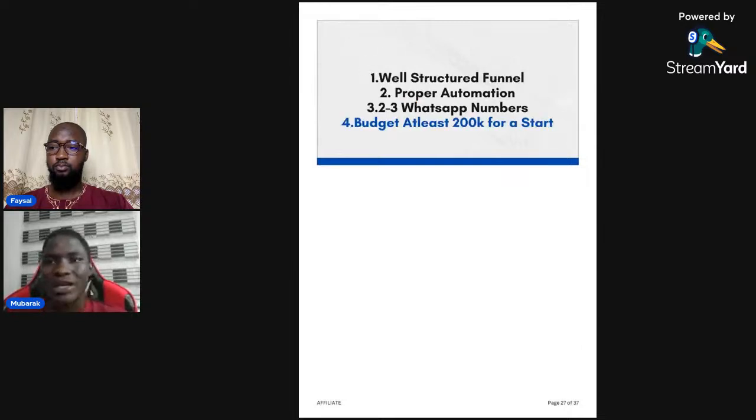So the best thing that you need if you want to win a 1,000 sales challenge is a well-structured funnel. Funnel says everything about your conversion, your result, and every single thing. If you don't have a well-structured funnel, there is no way you can even manage the leads that will come. You'll be losing a whole lot of them before they come to your WhatsApp. Do you understand? Number 2 is proper automation. I will explain more on this. Number 3 is WhatsApp numbers, at least 2 to 3. Yeah, I will explain more as I said. Number 4 is what? A budget of at least 200K for a start. So that's it.